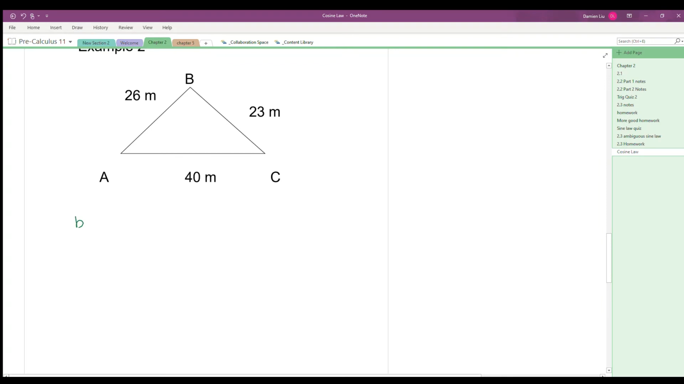So here's the formula for cosine law. B squared equals A squared plus C squared minus 2AC cos B. All right, so let's label our sides. It's a good thing to do that. Then you're not guessing where everything is. So I'm going to label that.